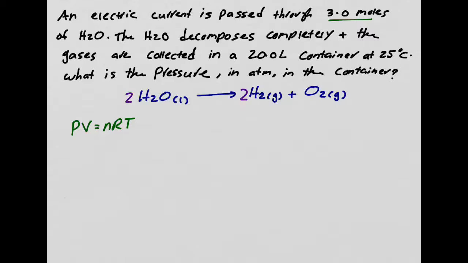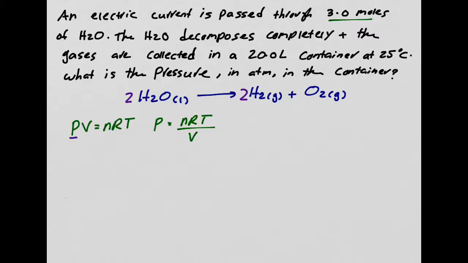Now, what do they ask you for in this problem? Pressure. So I'm going to isolate pressure. The pressure would be nRT over volume. We're good so far? Now all I have to do is plug it in to figure out the pressure in this container. R is constant, then I plug in T and V to figure out pressure. First I need to figure out n.